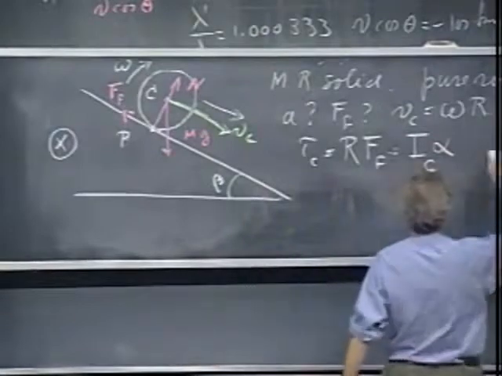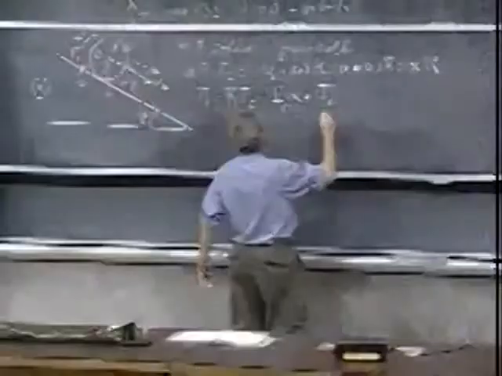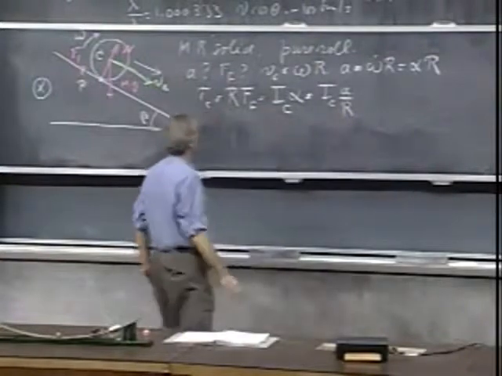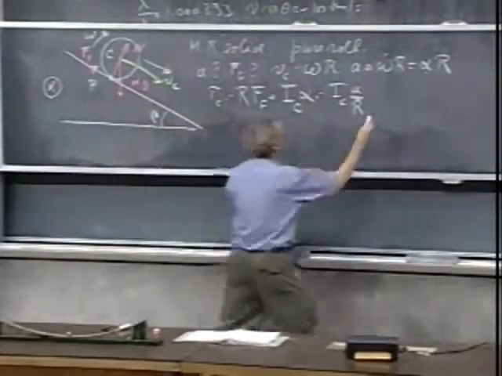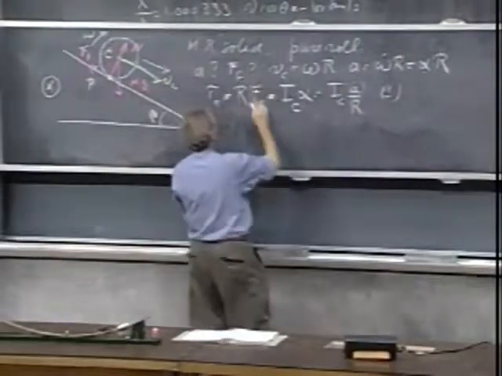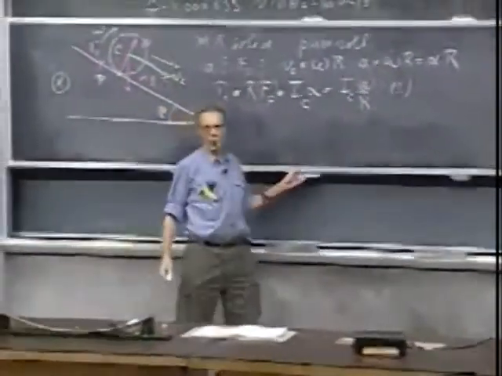And so since alpha is A divided by R, this is I of C times A divided by R. This is one equation, and I have A as an unknown, and I have Ff as an unknown. So that's not enough. I need more.